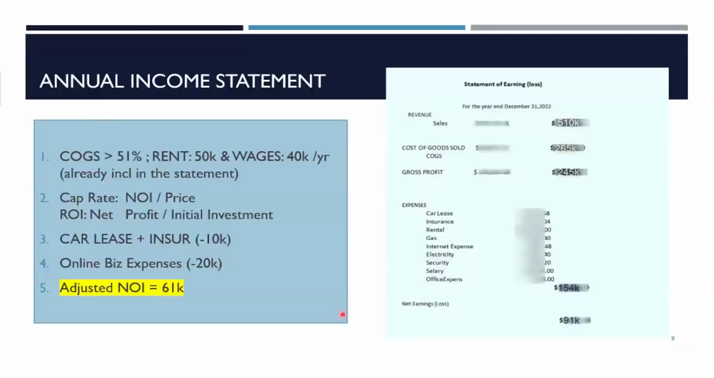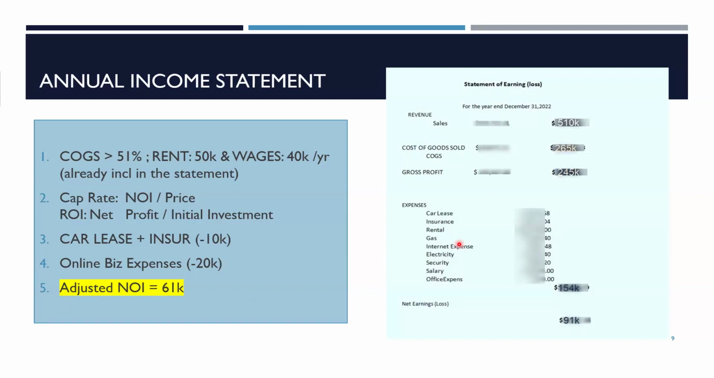Okay, so why? So we look at the original statement. This is something confidential, not public data, so I faked it. But you need to ask the listing agent to provide this kind of data. So all this data I faked, but it's quite close.